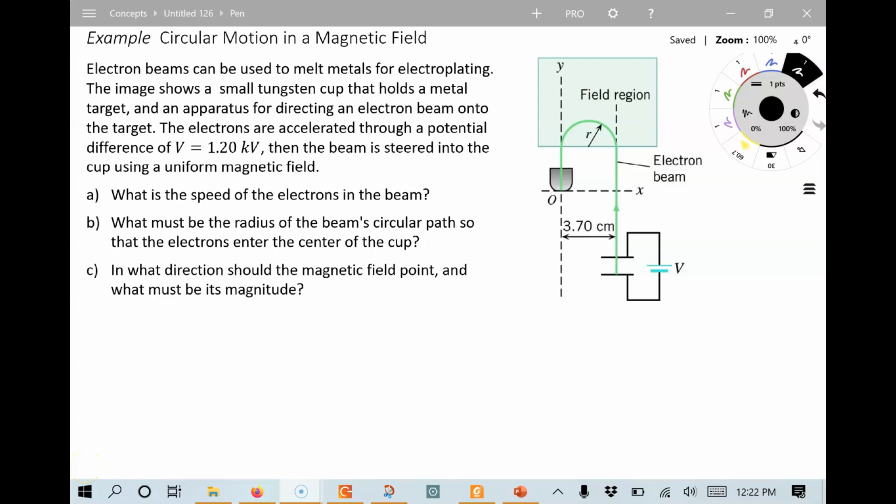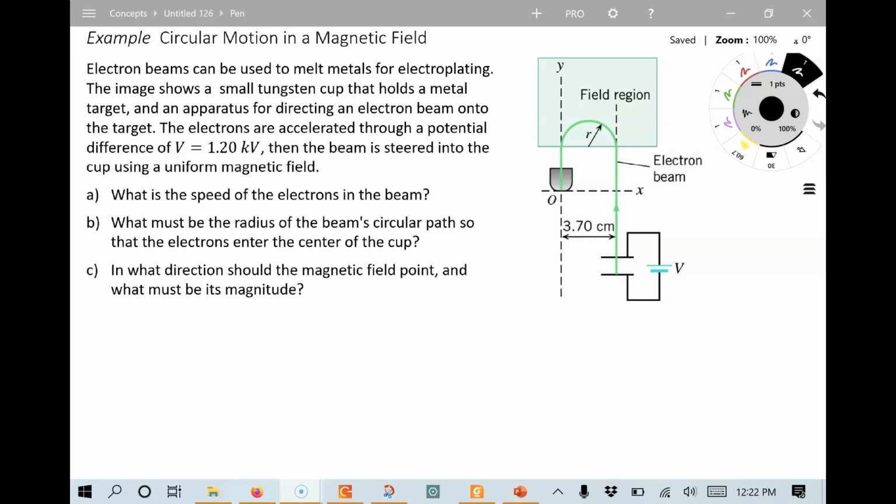Hi, this is an example problem from chapter 21, and it's about circular motion of charged particles in a magnetic field, the same principle that we use for mass spectrometers in the chapter as well. Pause for a moment and read the question.